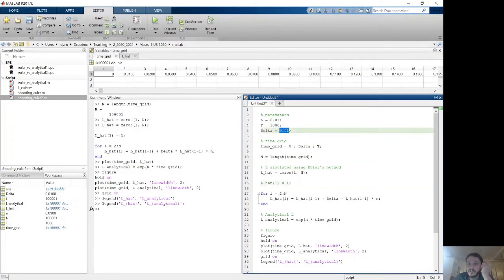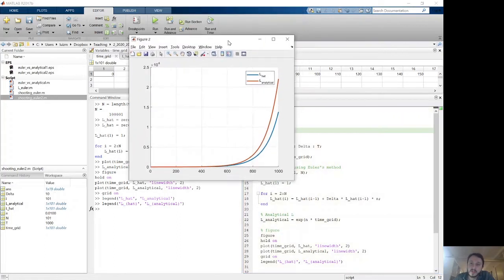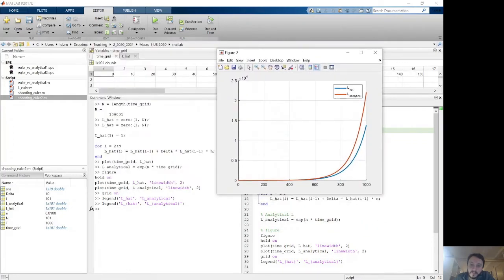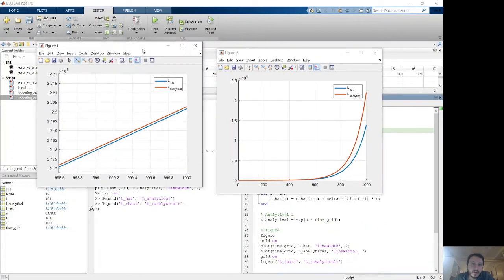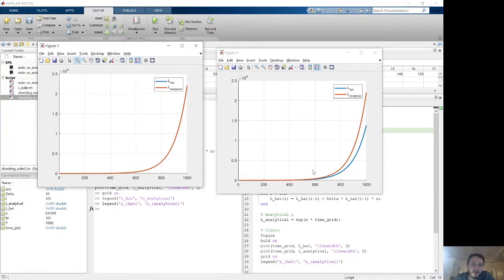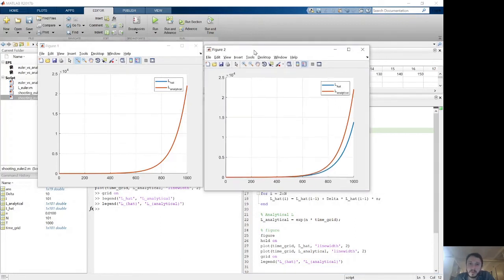Let's choose a very big delta. So we are using 0.01. Let's put a very large number, 10. And then we're going to run the code again, everything. And the code will make a new figure, which is this one here. So you can see that if we use a very large gap between time periods, 10.